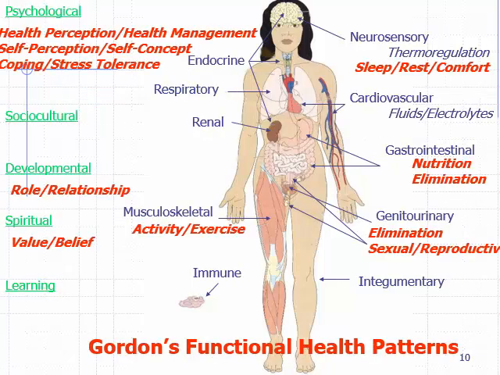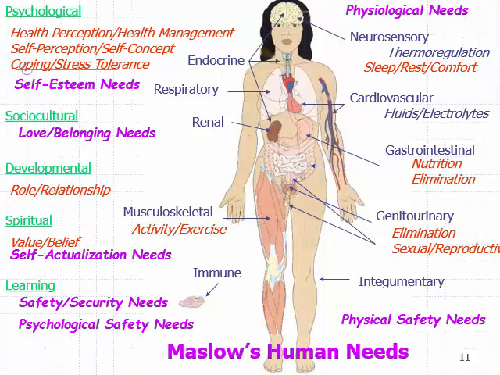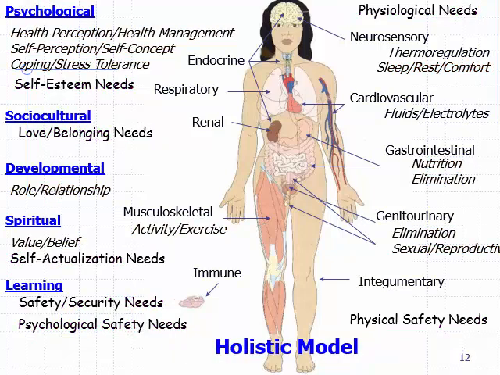You then gather information from Gordon's functional health patterns. These are going to be the role relationships, value belief, nutrition elimination. That also will give you information on the patient. And finally, you have Maslow's hierarchy of human needs. So this takes a look at the physiological, the physical safety needs, self-actualization, love and belonging, and things like that. And when you put them all together, then we have the holistic model, which is what nursing operates off of. We address all of these issues.